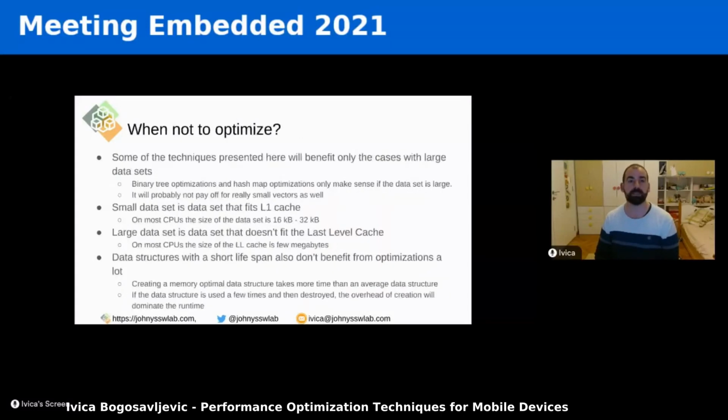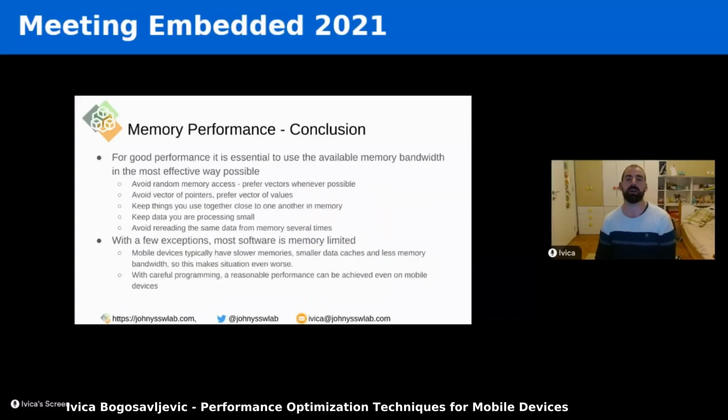Okay, so let's make a summary of the memory performance. For good performance, it is essential to use the available memory bandwidth in the most effective way possible. Avoid random memory access. Prefer vectors whenever possible. Avoid vector of pointers. Prefer vector of values. Keep things you use together close to one another in memory. Keep data you're processing small. Classes you're processing small. Avoid rereading the same data from the memory several times.